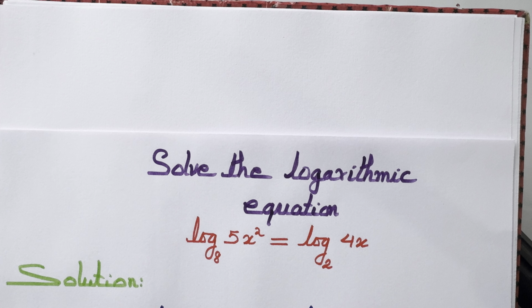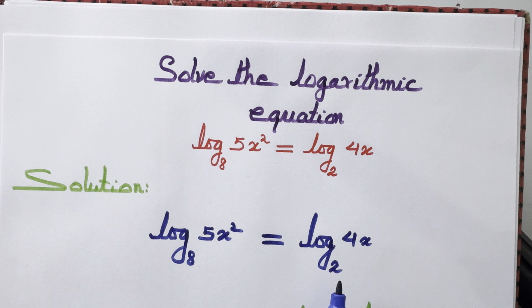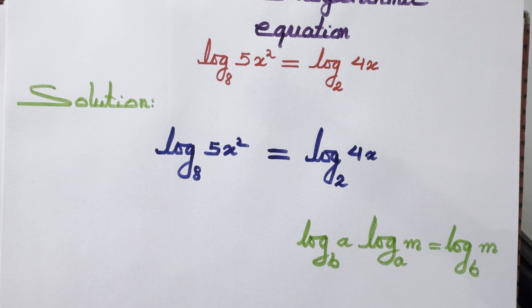In this video, we solve the logarithmic equation log of 5x² with base 8 equal to log of 4x with base 2. Observe that the bases are different, so we cannot simply say that 5x² equals 4x. We cannot compare them, but we know the property of logarithms that we can change the base.